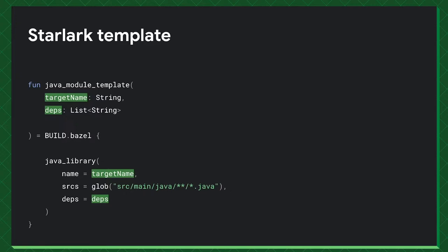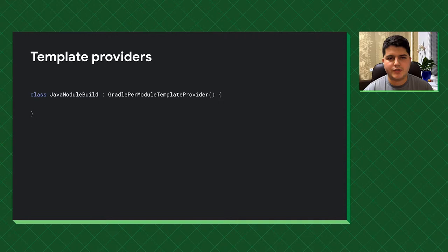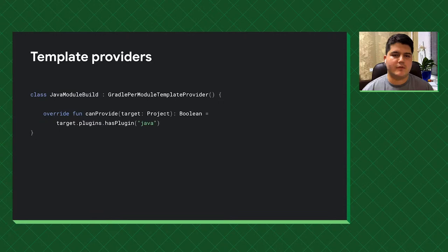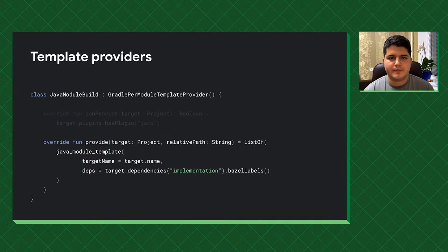So next, we must introduce one more entity, which is called a template provider. The goal of the template provider is to map your template to the right type of modules in your project. For example, we've just created a Java template, and this template provider would ensure that the template would generate code only for Java modules. This can be done by implementing two functions. The first of them is canProvide, which takes the Gradle module as an argument, and it checks whether it has the Java plugin applied to it or not. And when we check that, we need to implement the second function, which is called provide. Basically, the goal of this function is to take the template that we've just defined and fill it with the correct data that is specific to this particular module.